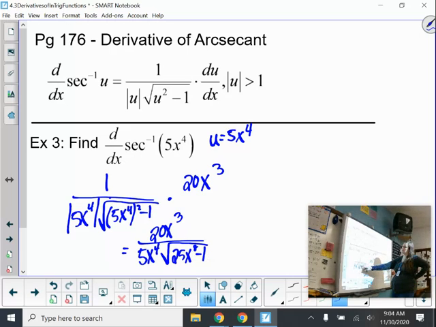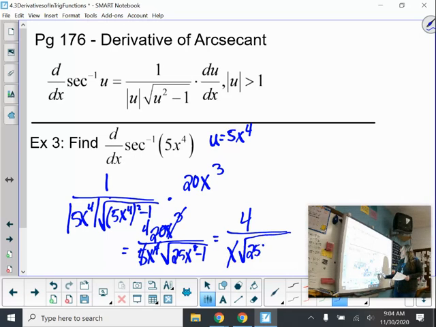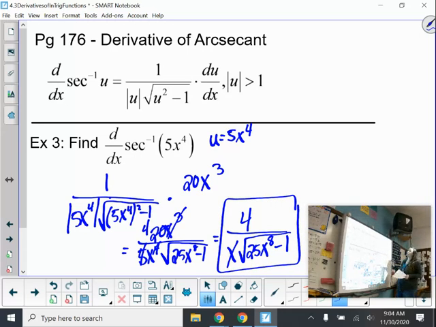Make sure you square both the coefficient and the variable, and now we can go through and reduce. So the x to the 3rd can take out all but 1 of the x's on the bottom. The 20 becomes a 4. The 5 is gone. So this is equal to 4 over x times the square root of 25x to the 8th minus 1. Okay, and there's your derivative of inverse secant.